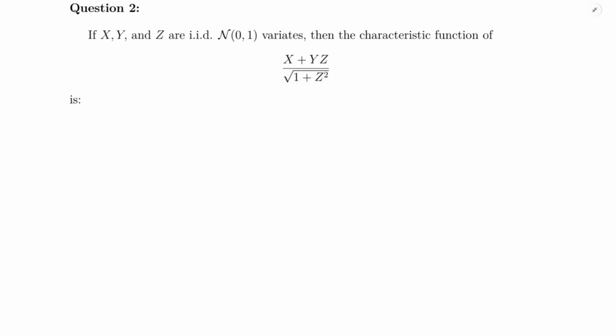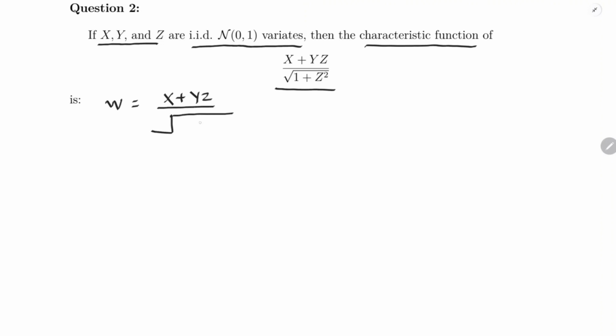In this video, we are going to find the characteristic function. The question says that if X, Y, Z are IID normal 0, 1 variates, then what is the characteristic function of X plus Y times Z divided by square root of 1 plus Z squared? Suppose we write W equals X plus Y times Z divided by square root of 1 plus Z squared.